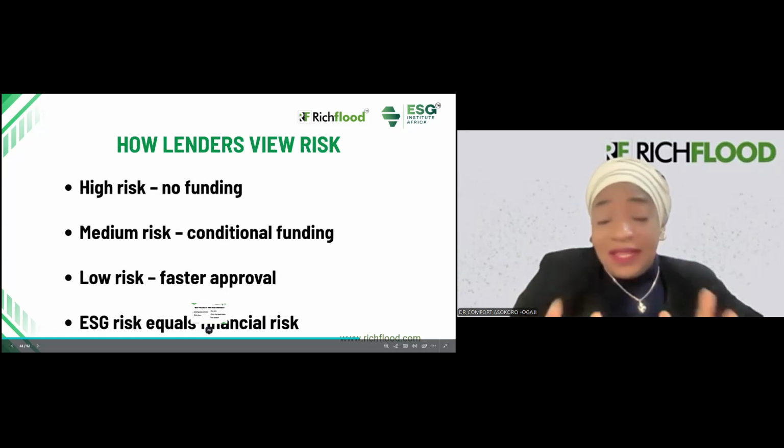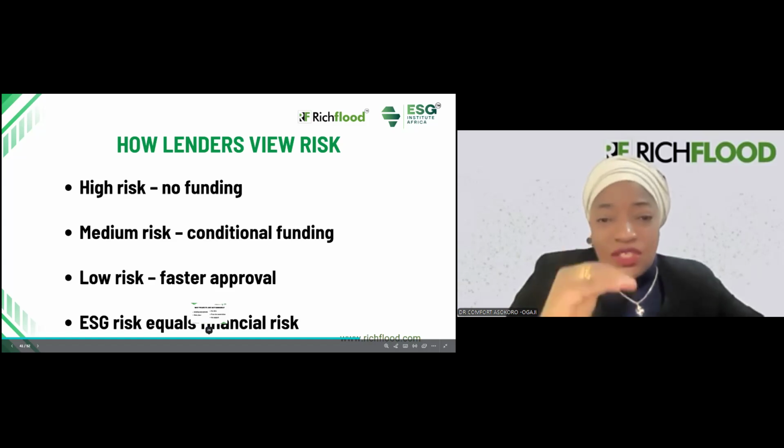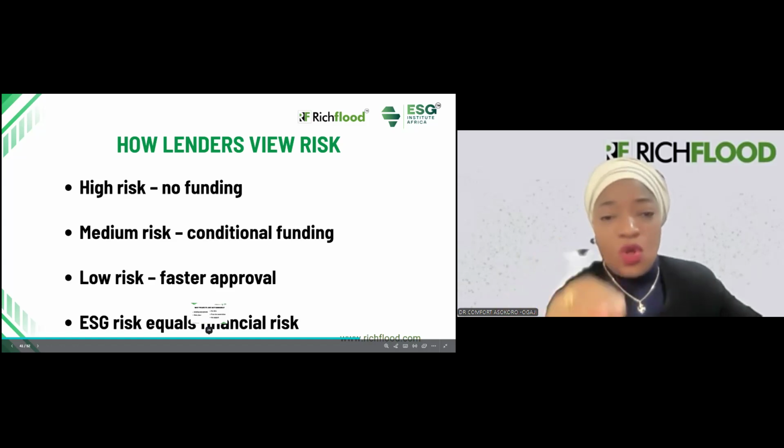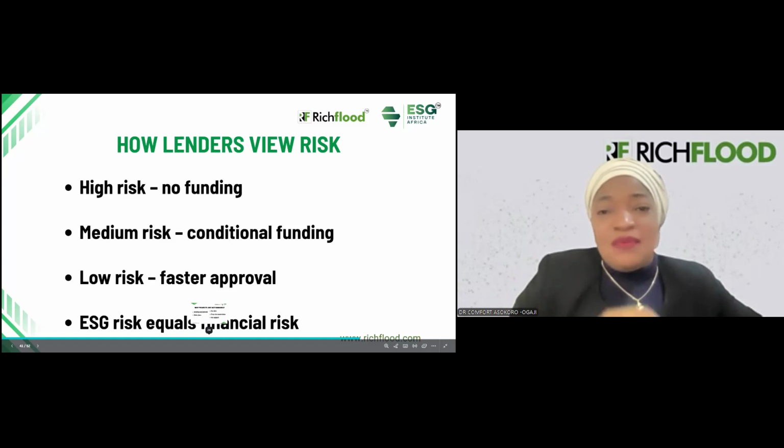They usually, from my experience, classify risks based on levels. High risk projects, those ones are usually rejected. The medium risk projects, those ones are given conditions before the project will proceed. And then the low risk projects, they move faster. This is why E&S is directly linked to financial decisions. It's not an afterthought. So what are the consequences when we ignore the risk?